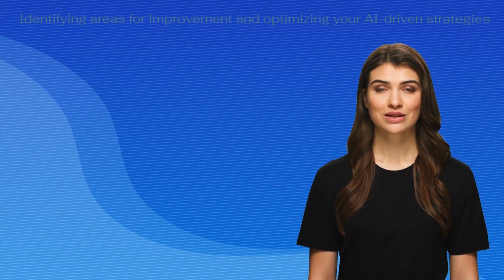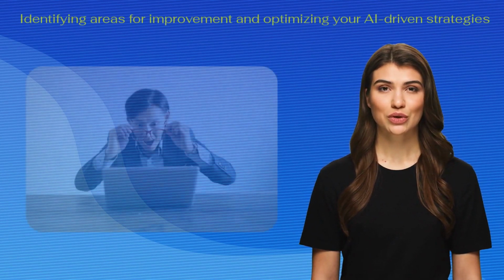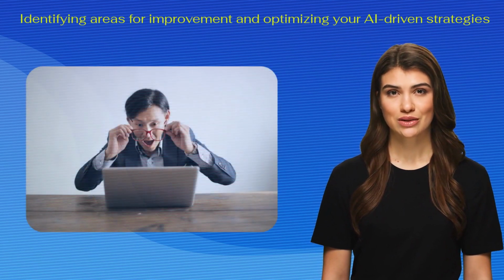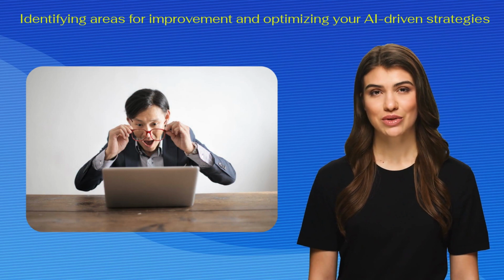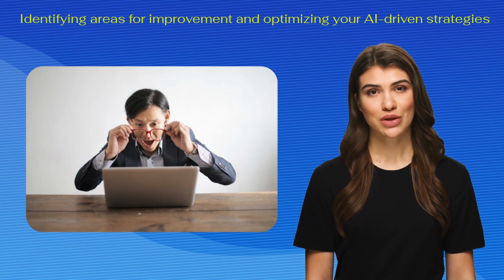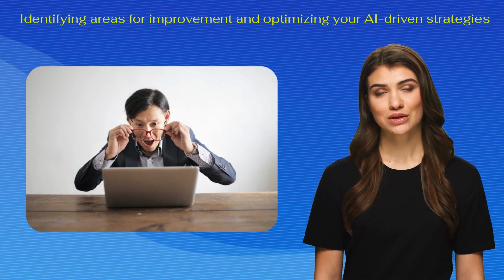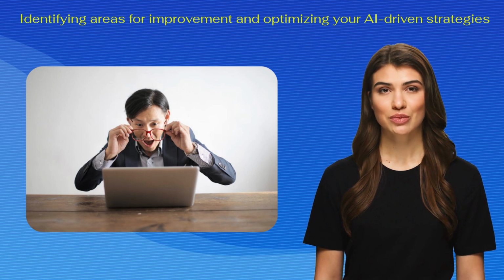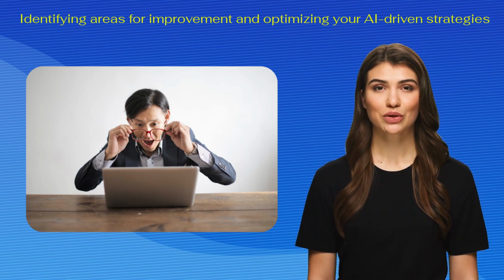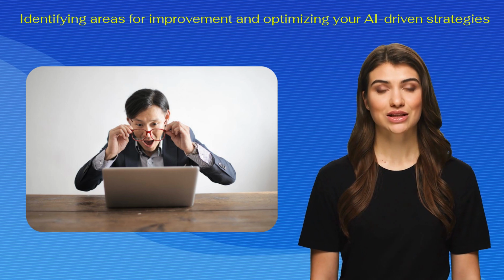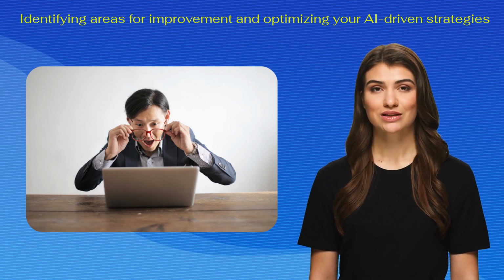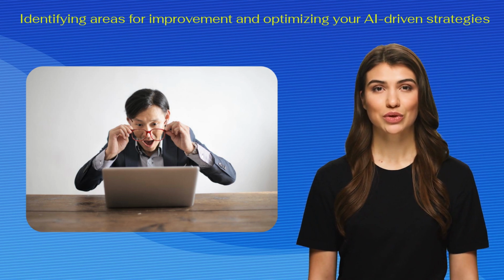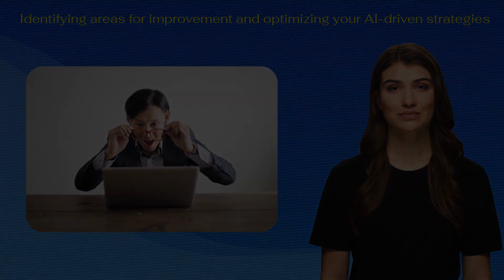Identifying areas for improvement and optimizing your AI-driven strategies. Regularly review your ChatGPT performance data and KPIs to identify areas where the AI-generated content may be underperforming or not meeting your expectations. Consider revisiting your prompts, fine-tuning your model, or making adjustments to your content strategy based on these insights. Continuously iterating on your AI-driven marketing strategies will ensure that you consistently improve and drive better results.